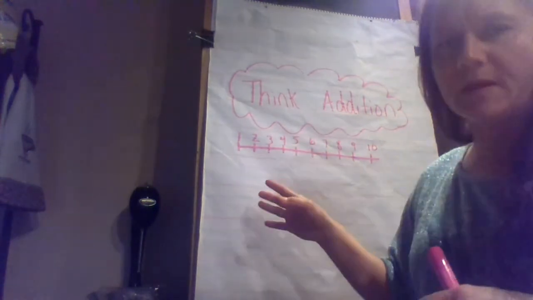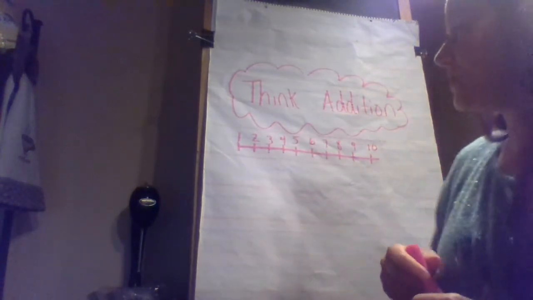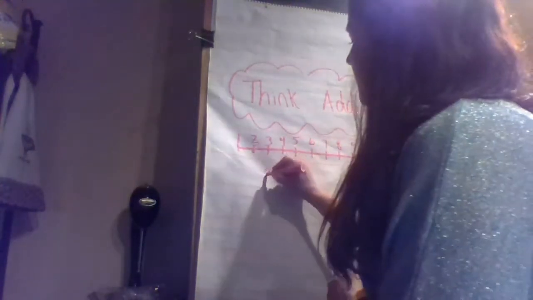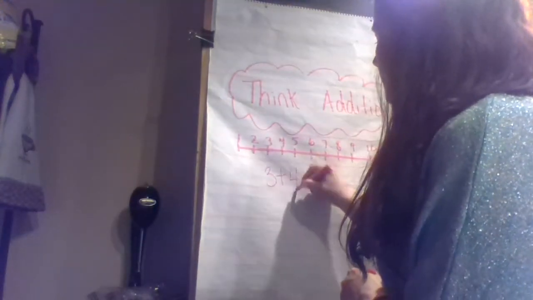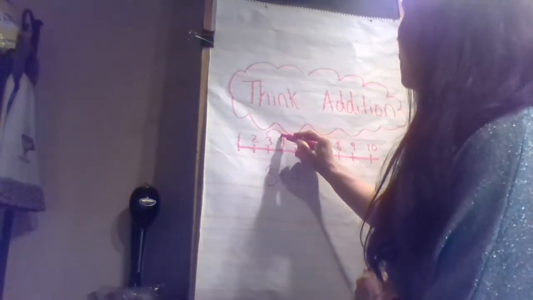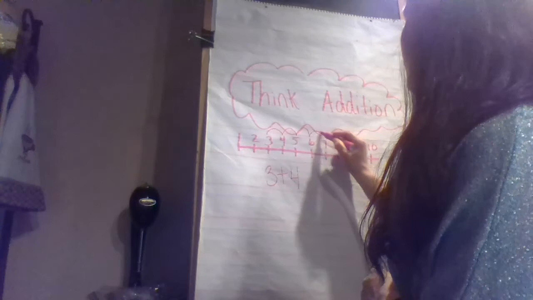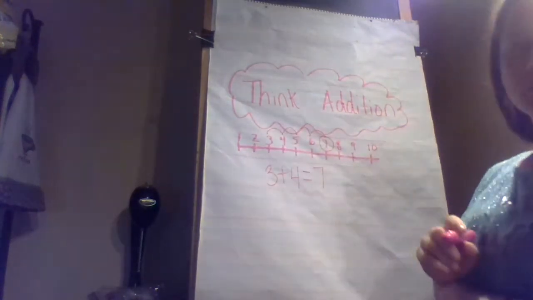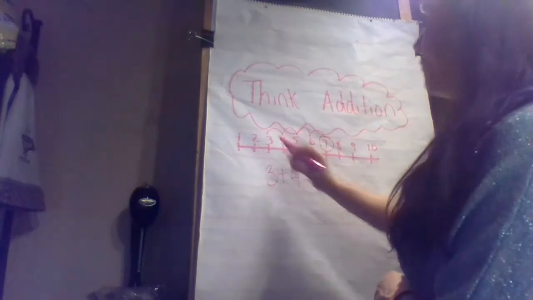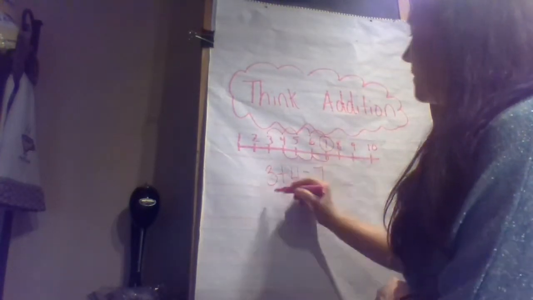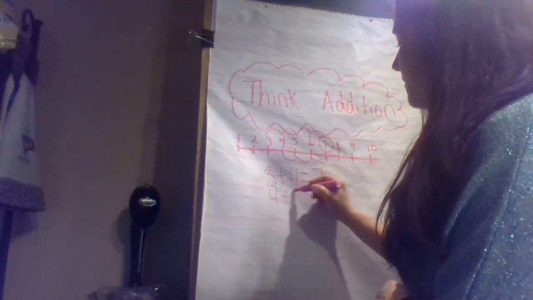So I put a number line up here for one of our think addition strategies. And I'm going to take a look, and I'm going to say 3 and 4 more. Okay, well, if I start at 3, I'm going to jump 4 more. 1, 2, 3, 4. My total is 7. If I start at 4, 1, 2, 3. So I'm going to turn around that fact.